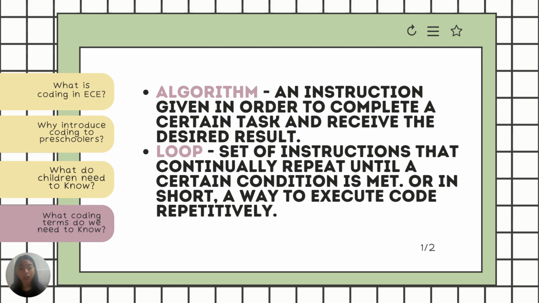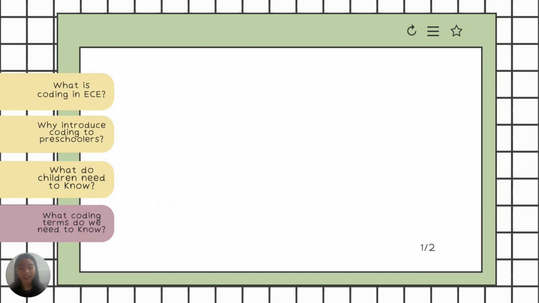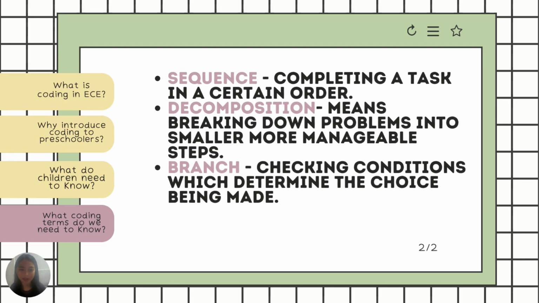Okay. Next is loop. This is a set of instructions that continually repeat until a certain condition is met, or in short, a way to execute code repeatedly. Next is sequence. It is a set of instructions that must be completed in a certain order. Next is decomposition, which means breaking down problems into smaller or more manageable steps, or the breaking down of a large task into smaller tasks that are easier to manage.